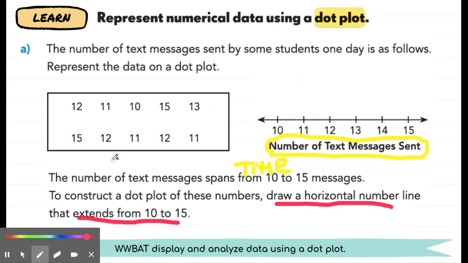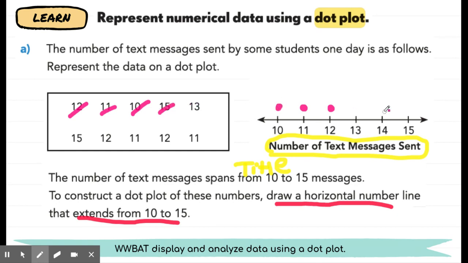So what I'm going to do next is look at my data. The first student sent 12 messages, so I'm going to put one dot on top of 12. The next person sent 11, so I'm going to put one dot on top of 11. The next person sent 10. I'm going to keep doing the same thing. I'm going to cross out the ones that I already placed a dot on top of.